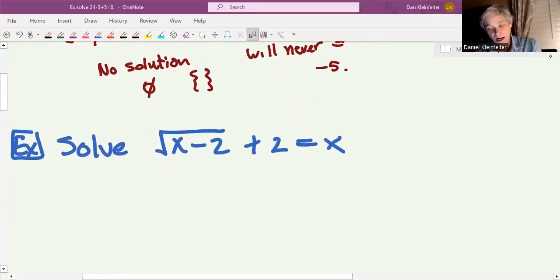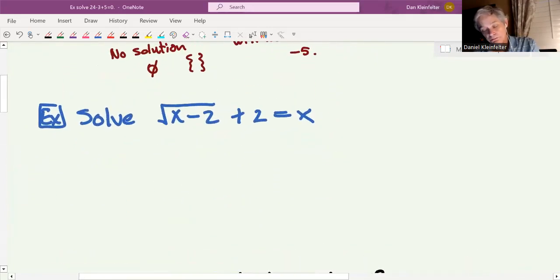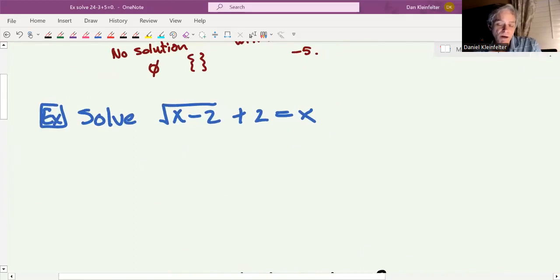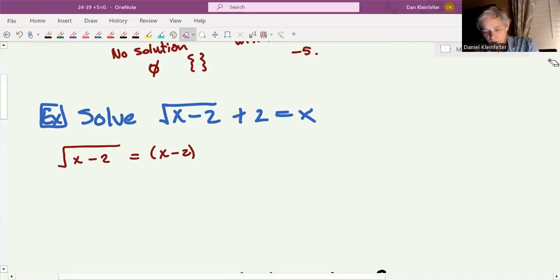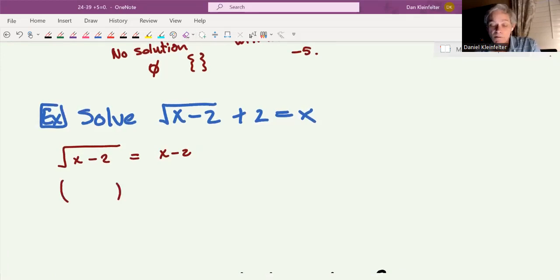Okay, so let's try this next one. We have the square root of x minus 2, plus 2, equaling x. So we're going to want to isolate the radical on this one. The first thing to do is subtract 2 from both sides. That will give us x minus 2 on the right. In the next part, we're going to square both sides, as we've done before.